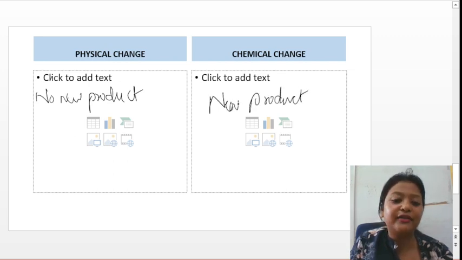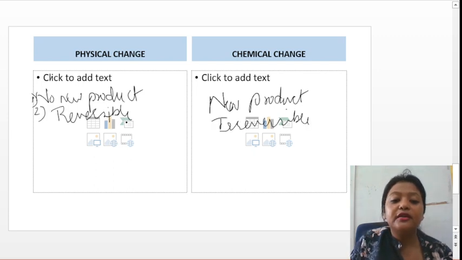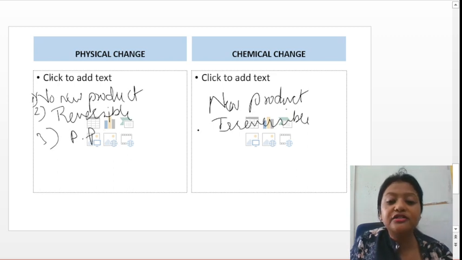Please do not mind my handwriting out here. I'm writing with a pen out here. So number two, no new product. Number two out here, what's happening? It is reversible. Okay, but here this one is irreversible. Okay, so here only the physical property is changing, but here the chemical property is changing.